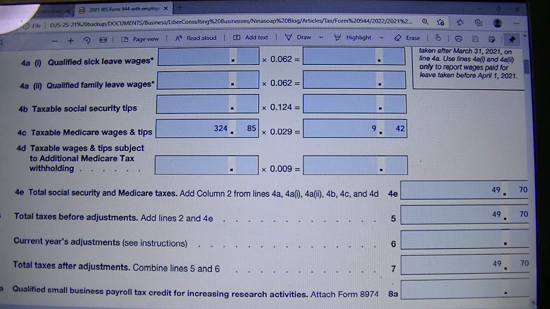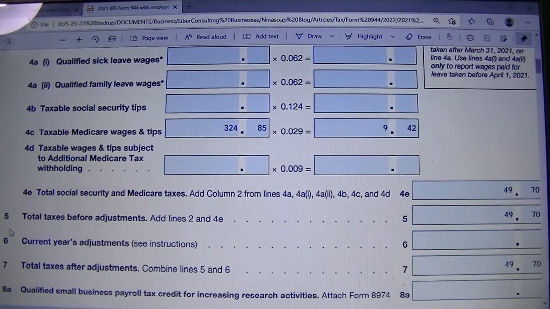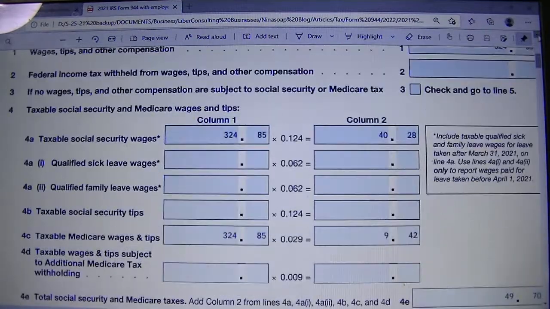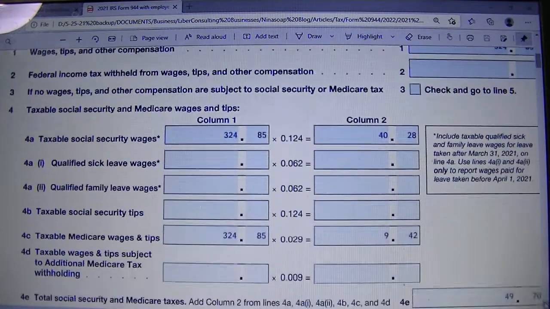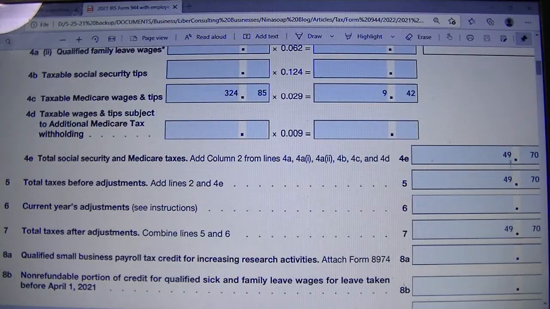So let's go back to the form again. Now line 5, total taxes before adjustment. It is line 2 and line 4E. And line 2 is the federal income tax withheld. In our situation it is 0, so it's left blank, plus $49.70, and that will give us $49.70 as well.